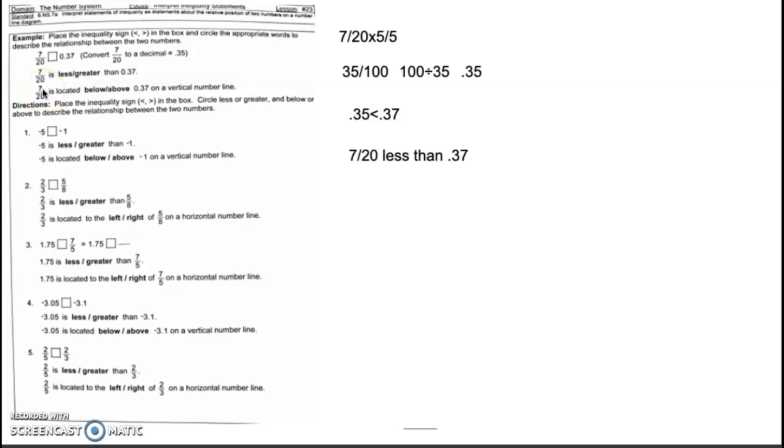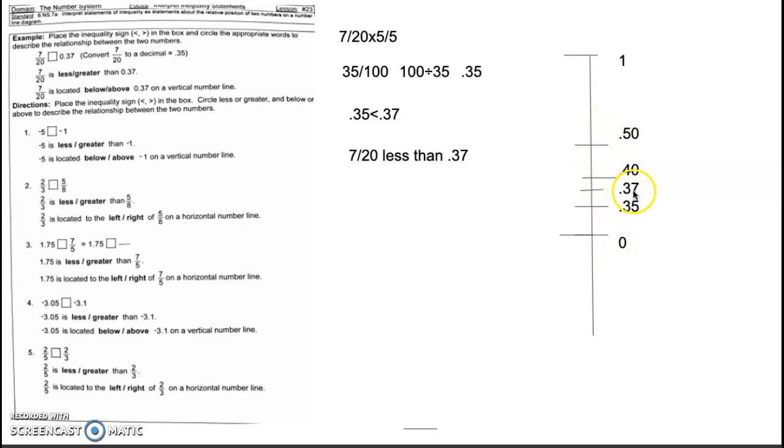Then our next one says we need to locate it on a vertical number line. So I went ahead and drew a vertical number line. We've got 0 here, and 1 all the way up at the top. I put 50 kind of in the middle, because we know that 5/10ths is right in the middle of 1 and 0. And then I put 4/10ths here so we can get an idea of where things are.